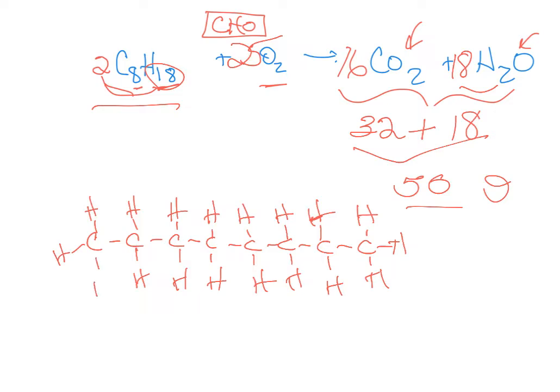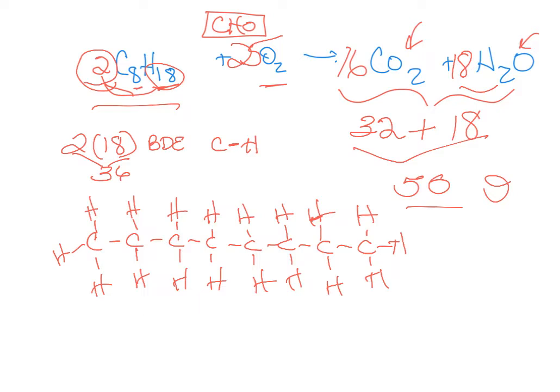So you would do 18 times whatever the bond energy is for carbon-hydrogen. But I do want to point out you have got to pay attention to the coefficients. So actually, there are 36 carbon-hydrogen bonds broken.